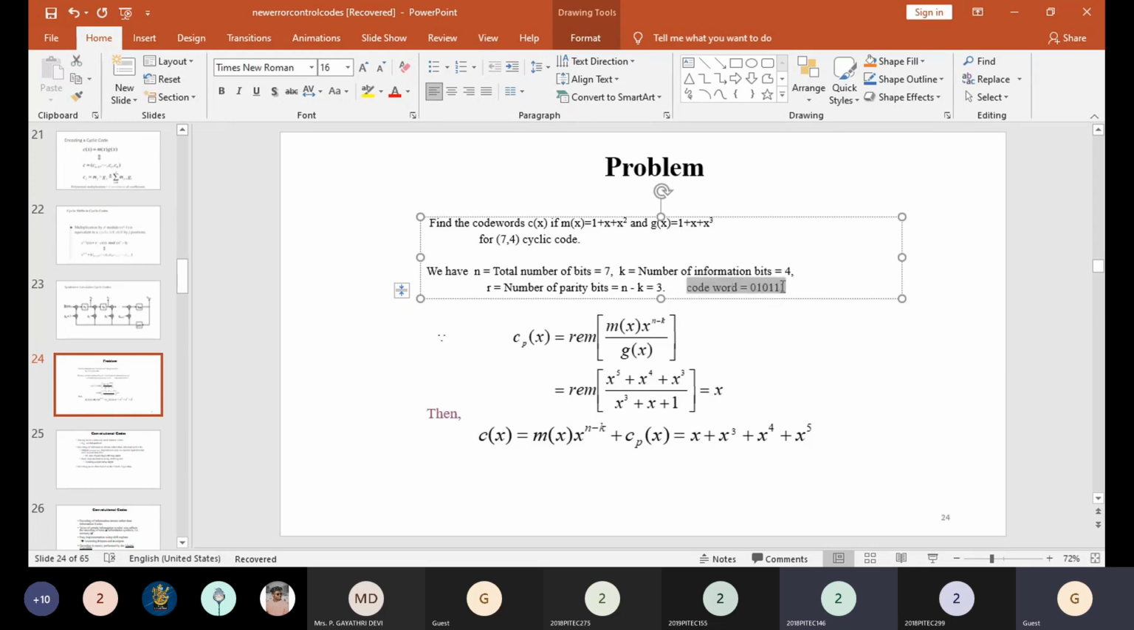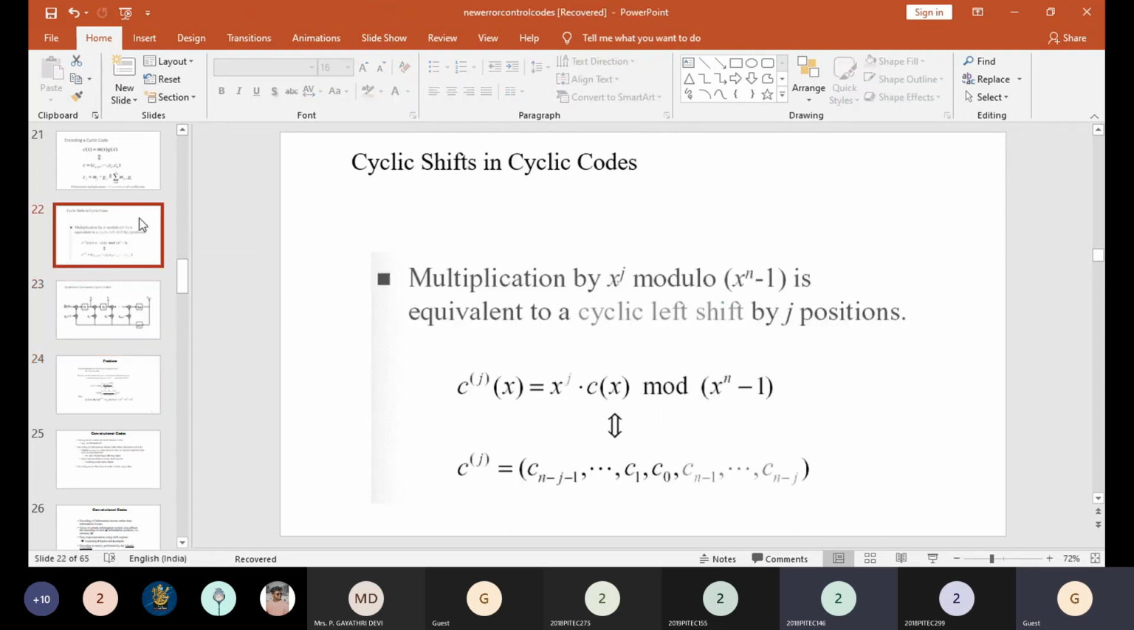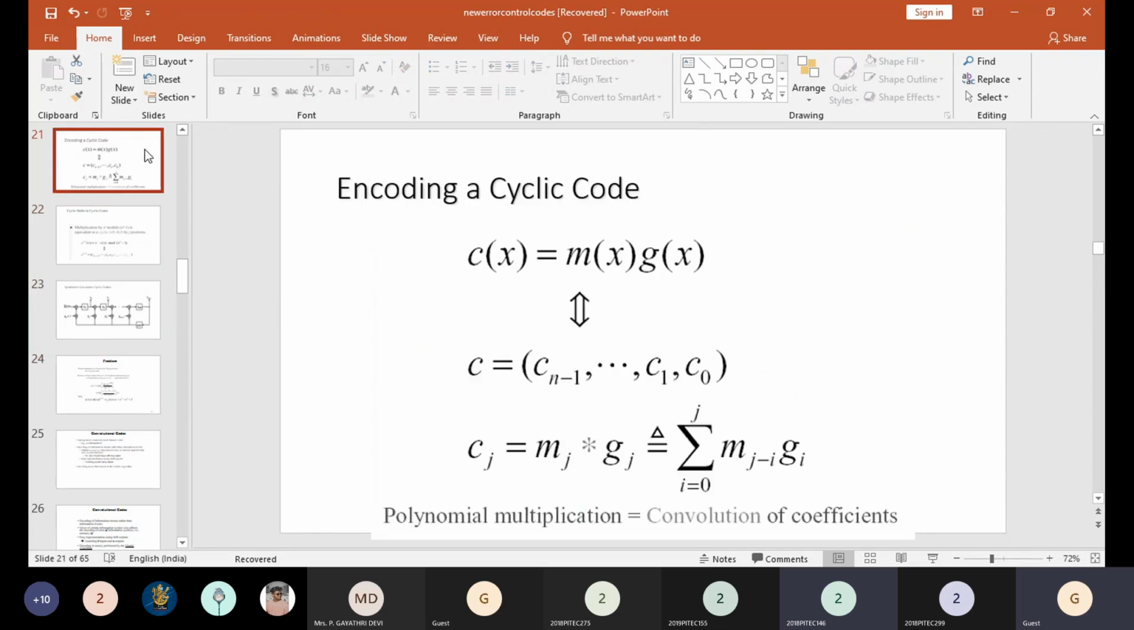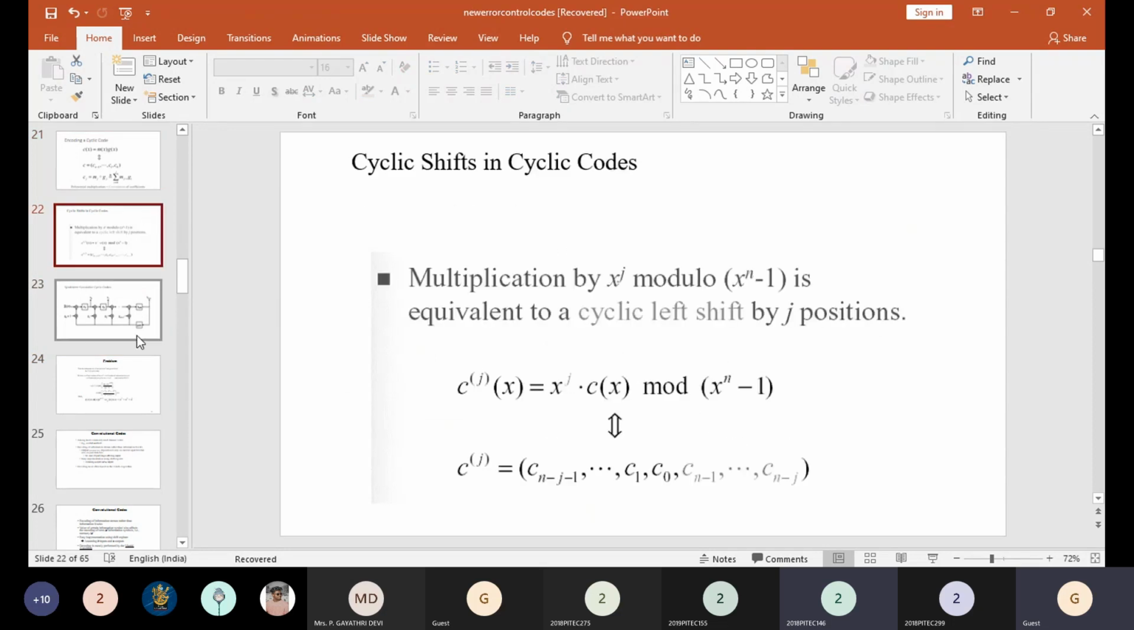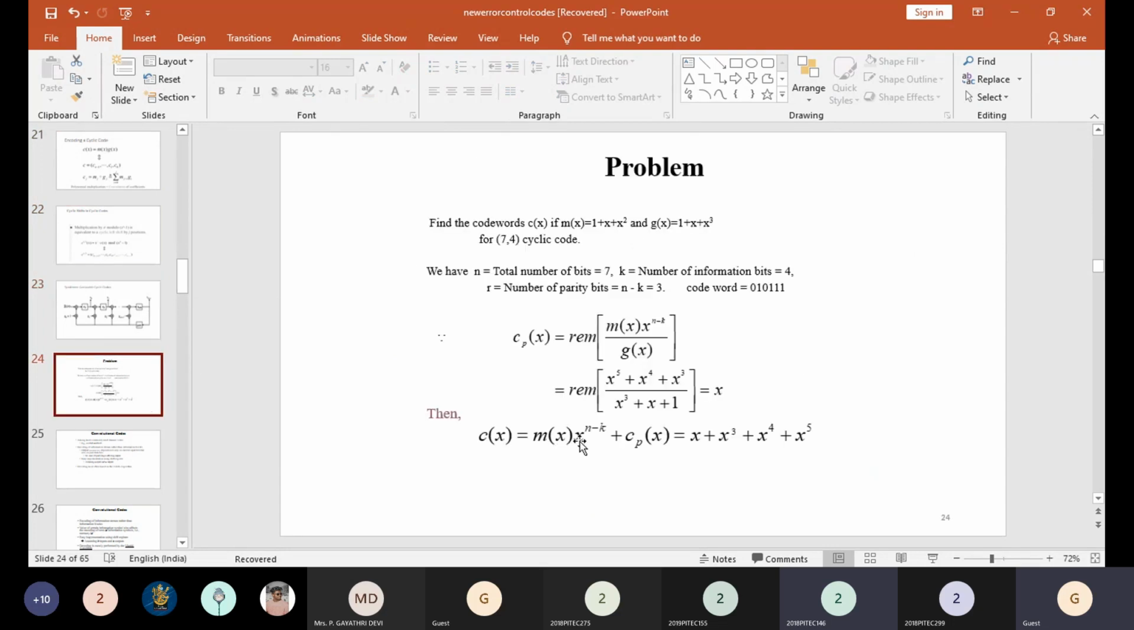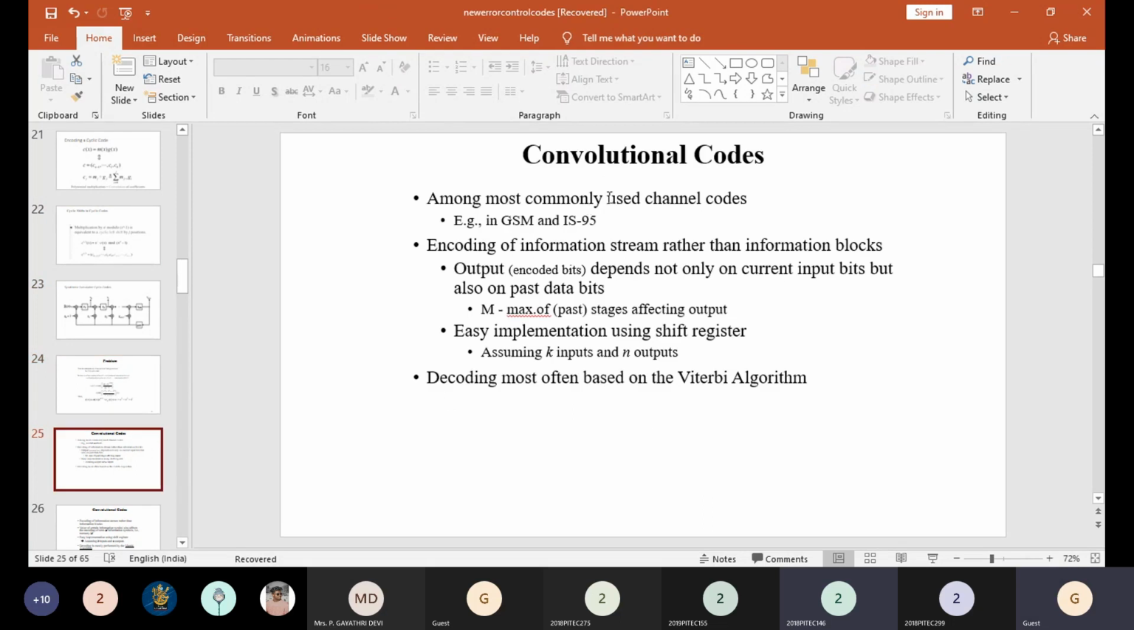You can find out the corresponding code words based on the linearity property, or by using the cyclic property and so on. The important thing is that cyclic codes are more or less relevant to the operation of linear block codes. Cyclic codes and linear block codes go hand in hand with each other.